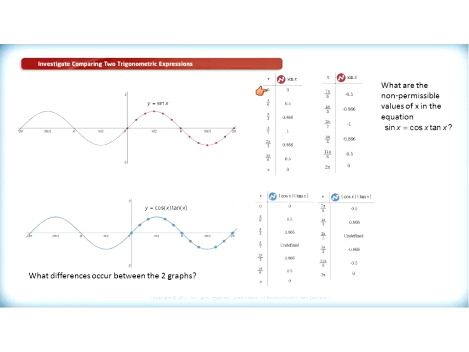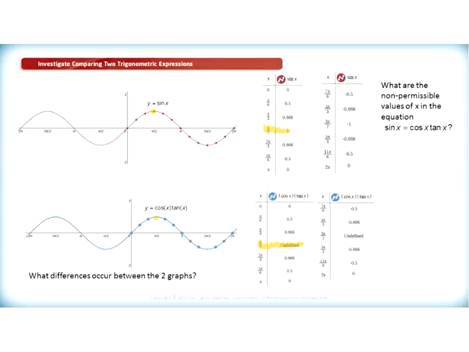You will notice that most of these values are the same, but if you look real close at pi over 2, 1 is a point on the graph of y equals sine x. However, when x is equal to pi over 2, cosine x times tan x is actually undefined. If you look at the graph, you will see that I've placed a dot at pi over 2 on the graph of sine x, but there is no dot on the graph at pi over 2 for cosine x times tan x.